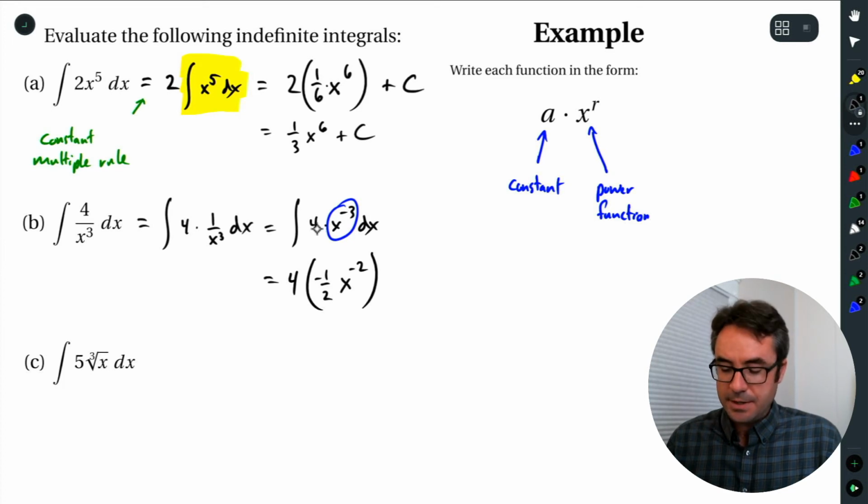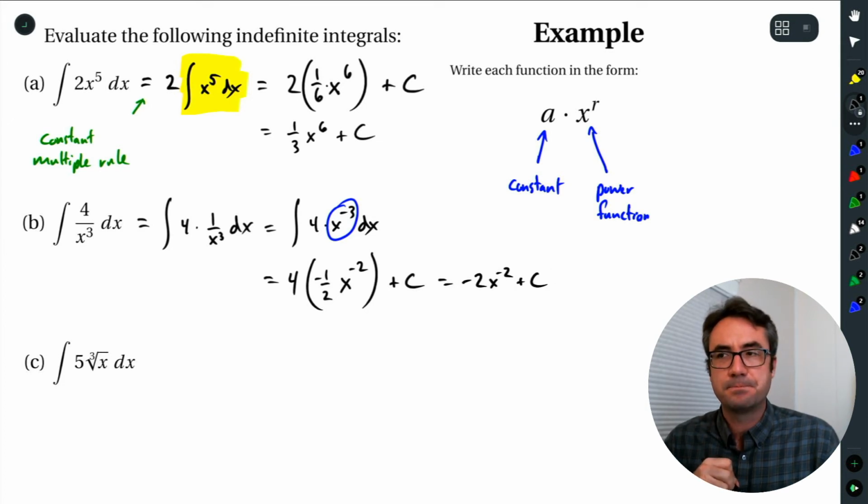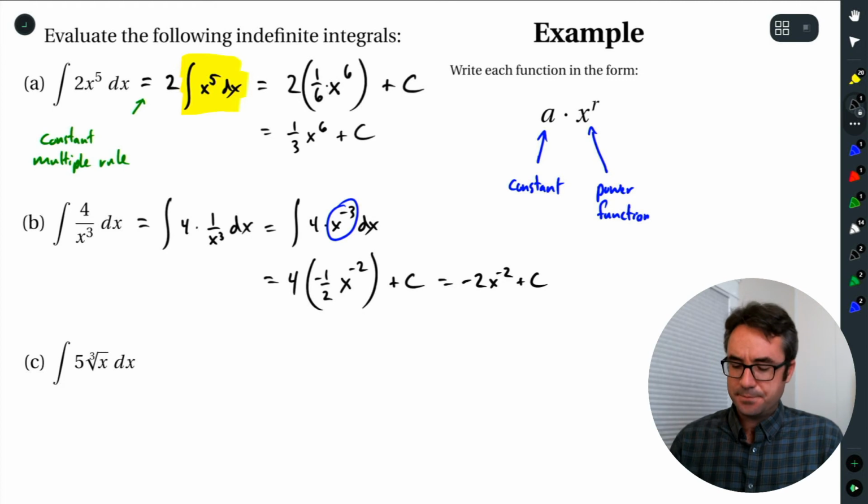So what we've done is this 4 is just a constant multiple, so it kind of just sticks around. And what we've done is we've focused our attention on this variable part, and we just got that antiderivative. And then we throw on our plus c at the end. Now it's fine if we want to leave it like this. Probably better, though, to try to simplify. So 4 times negative 1/2 is negative 2. So there's our antiderivative.